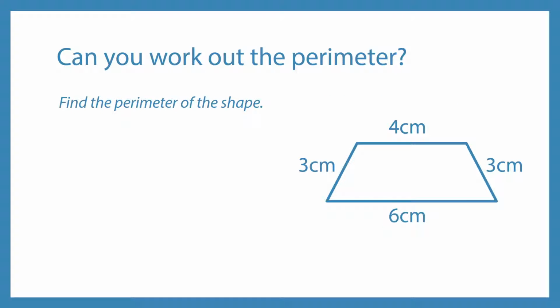So I assume you've done questions like this in previous years. Can you tell me what the perimeter of this shape is? Okay, so to work out the perimeter, we just need to add up the length of each side. So we have 3 centimeters plus 4 centimeters plus 3 centimeters plus 6 centimeters. So perimeter is going to equal 16 centimeters. So the distance to get all the way around our shape is 16 centimeters.